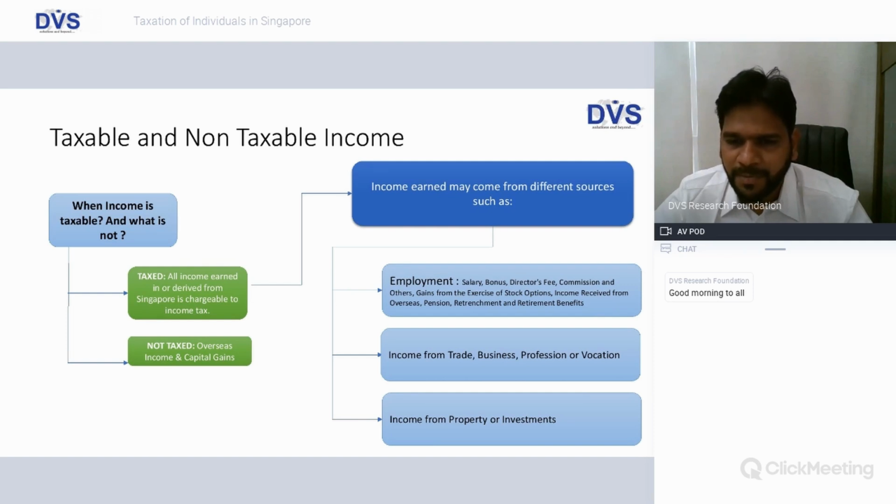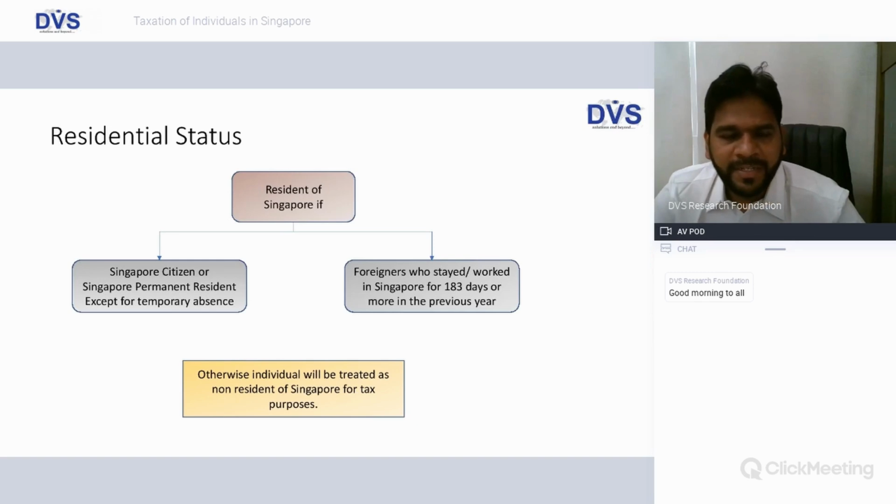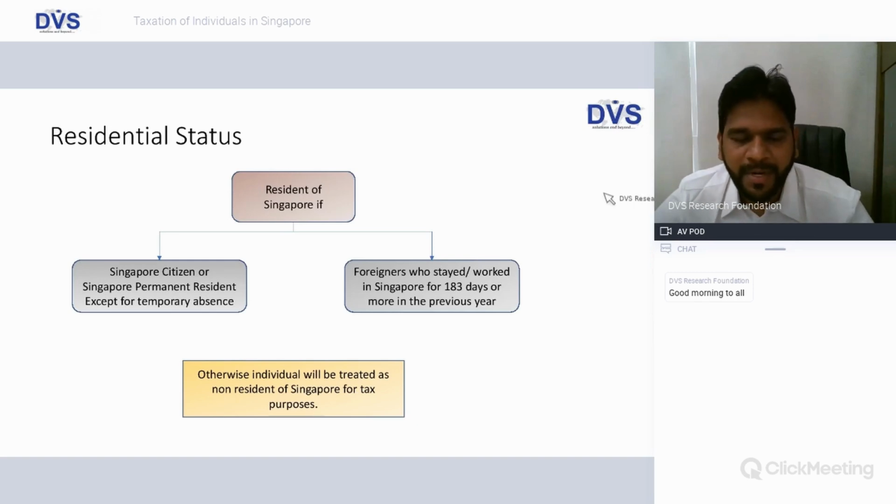Income from trade, business, profession, or vocation, and income from property investment in the form of rentals is also chargeable to taxation in Singapore. So, as we discussed, residential status becomes the primary condition to understand in which tax bracket a Singapore resident or non-resident is coming in for the purpose of taxation.